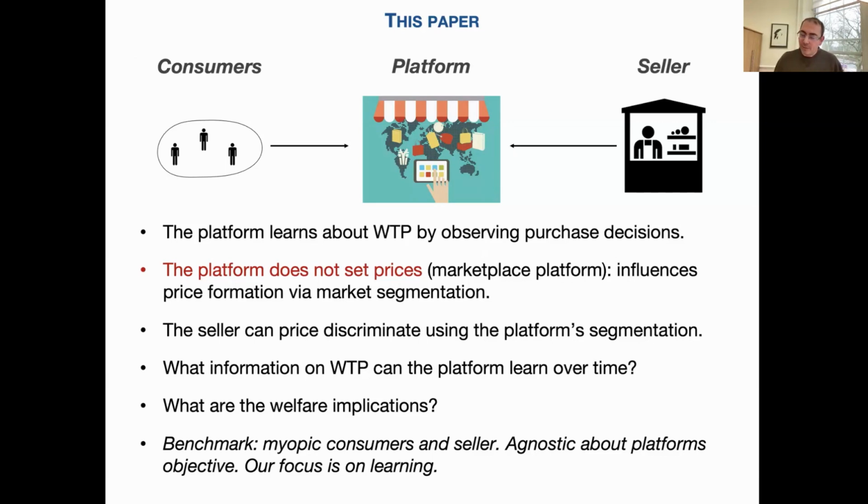However, there is going to be a friction. The friction is that the platform cannot set prices. The platform can only influence the formation of prices via market segmentations, that is, by providing certain information to the seller. The seller can price discriminate using the segmentation that the platform provides. And what information on the willingness to pay the platform can learn is really the question of this talk. And we are also going to talk a little bit about the welfare implications.